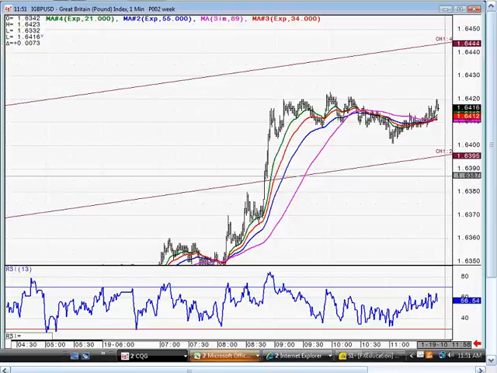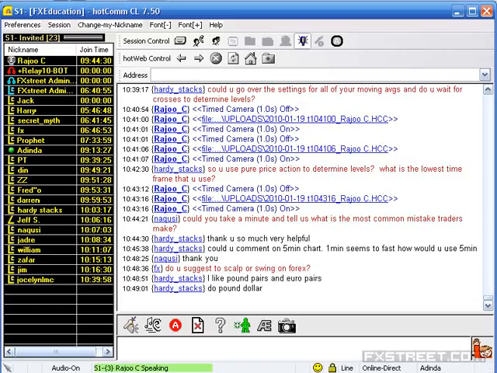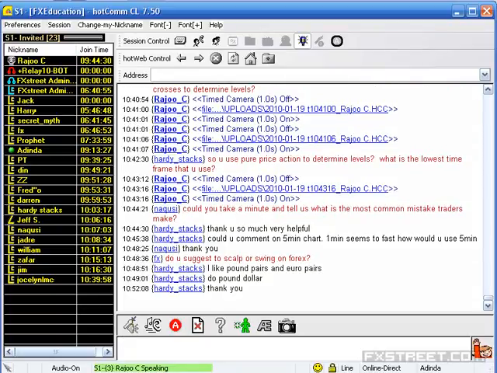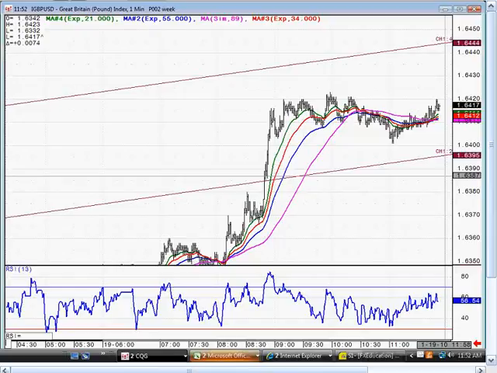Okay. Do you suggest to scalp or swing? The next question is, do you suggest to scalp or swing on forex? Okay, it all depends what you want to be or where you want to be. If you are a scalper, of course, I'll tell you it's more tiring, more tedious than if you are a short-term trader or long-term trader.